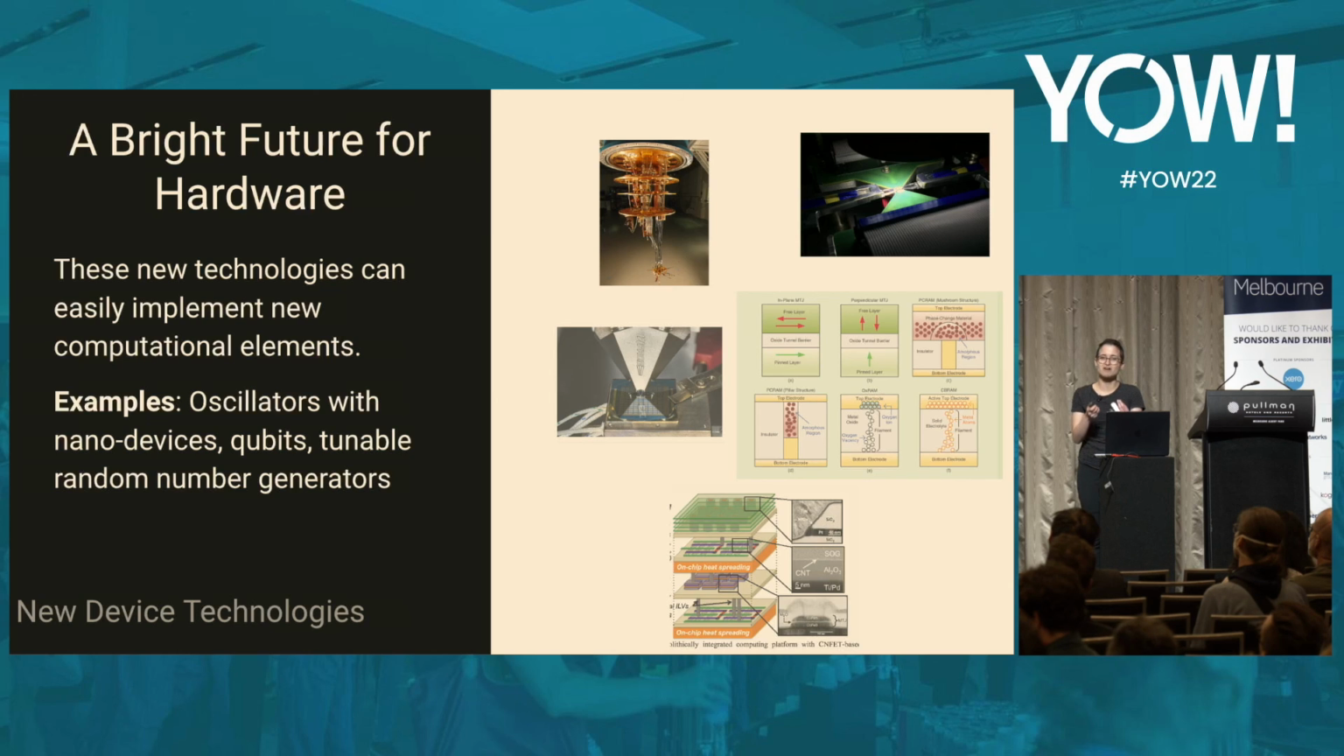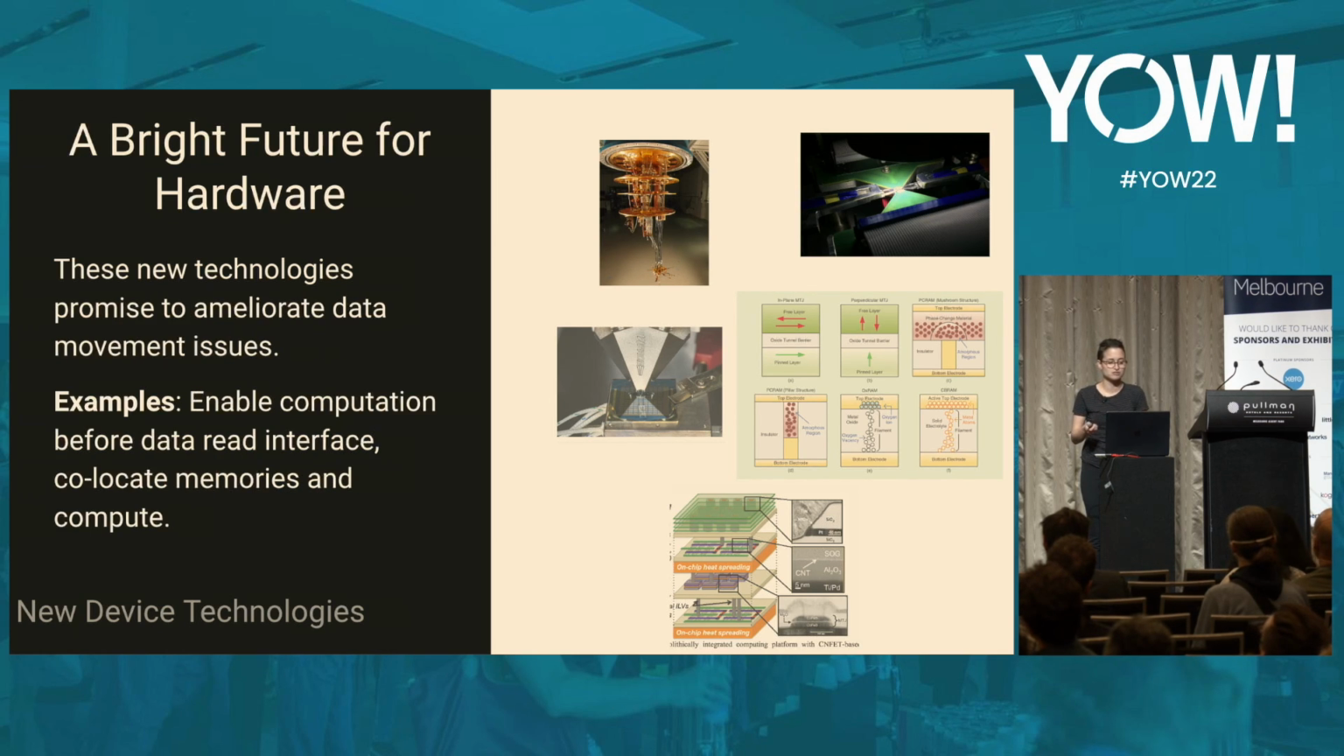Some of these technologies also enable the development of new computational elements. For example, people have developed nano devices where you can implement an oscillator with a single device. So if your computation needs oscillating signals, now you can make it with something the size of a transistor, maybe a little bit bigger. And if you have been following quantum computation, qubits use these emerging device technologies. There are also ways to build random number generators that sample from distributions with new device technologies. So you can get new computational elements that are traditionally very hard to implement in digital.